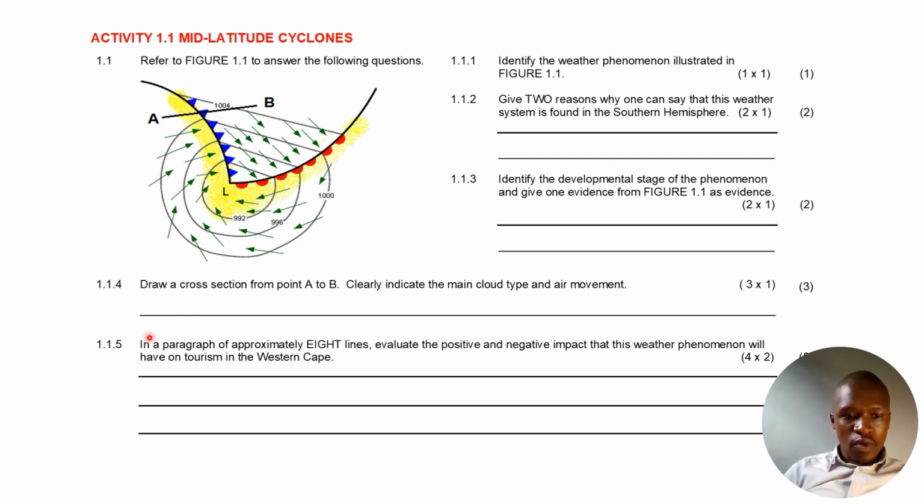Now, when we move on to 1.1.4, it says draw a cross section from A to B. Can you see this is A to B? It means we are cutting it here. We want to see only the cold front. So this is how we are going to draw it. Let me put it here on the side. Let me use black. This is the surface.